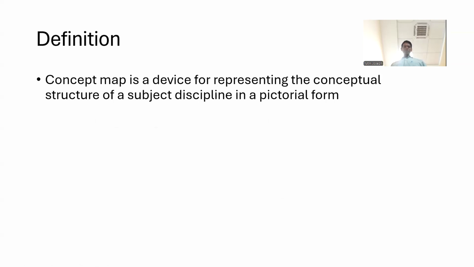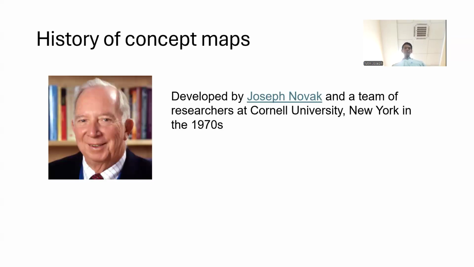Concept maps are a means of presenting the conceptual structure of a subject discipline in a pictorial form, making it easier for the students or the audience to assimilate whatever is being taught. Tribute to Joseph Novak and his team of researchers from Cornell University in New York for giving us the concept of concept maps, which is over 50 years old as of date.